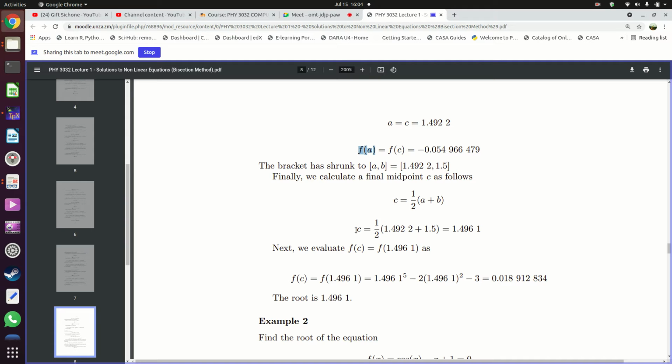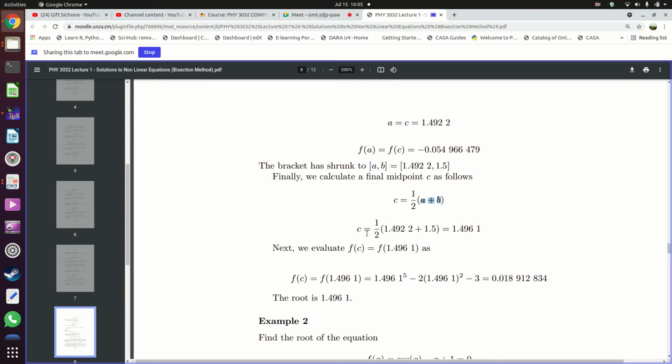Okay, so this is what our midpoint is now. A and B are 1.4922 and 1.5. So this is your midpoint. Now after you come up with this last bracket, which is very, very thin because it's 1.4922 and 1.5, you work out your final midpoint using A and B. So in this case, your C is going to be equal to half of A plus B. So this midpoint you're going to work out is going to be your final solution, the final root.